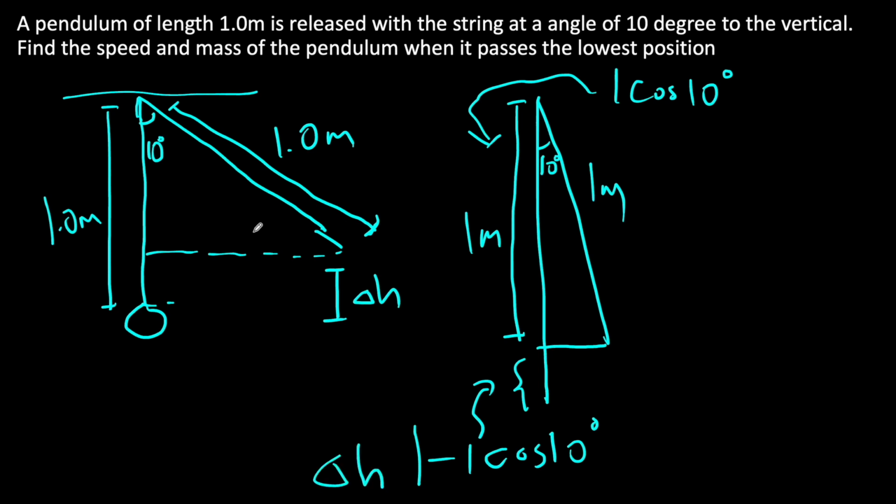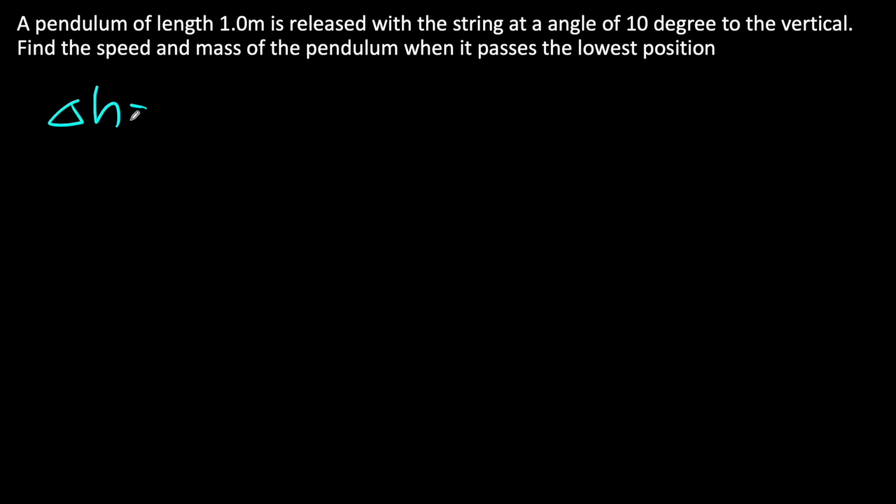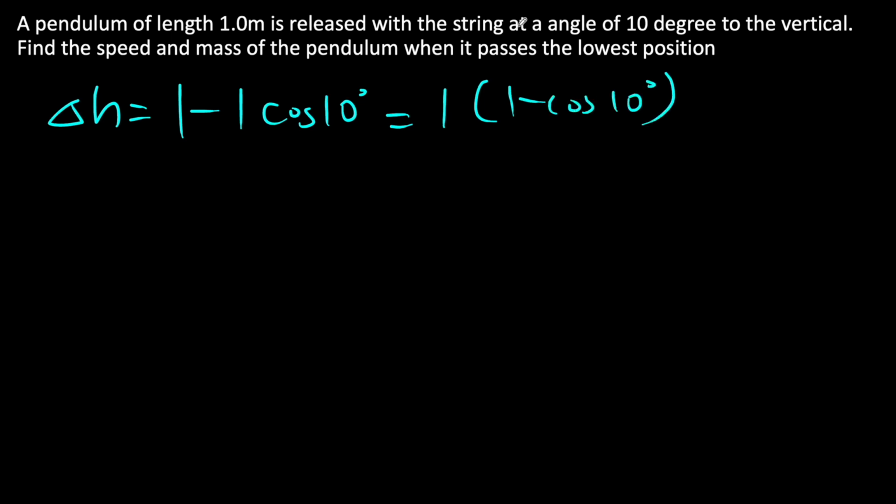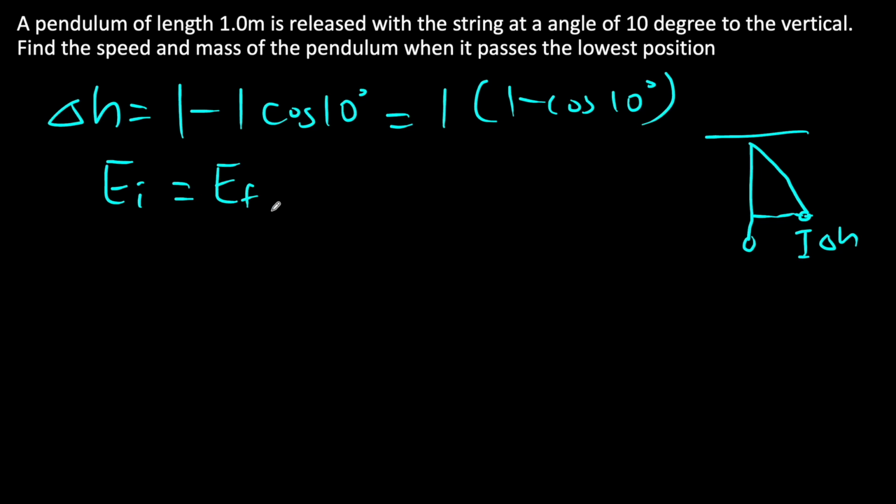Yeah, so let me erase this and write here. Delta H is going to be equal to 1 minus 1 cosine 10 degrees, which is equal to 1 times 1 minus cosine 10 degrees, right. And so let me draw a small pendulum here. Here is delta H. So you can also find the speed of the mass by using conservation of energy. So let's say initial energy is equal to final energy, right? And initial energy here.